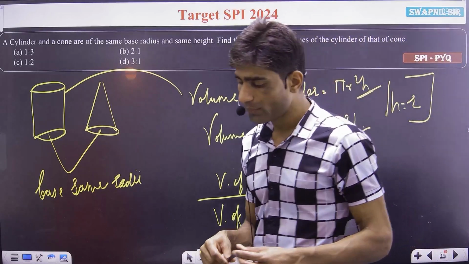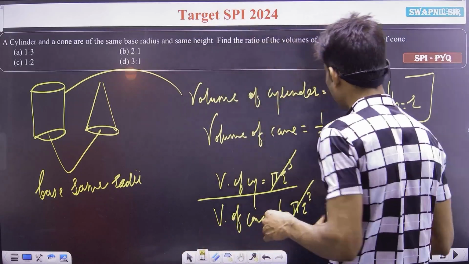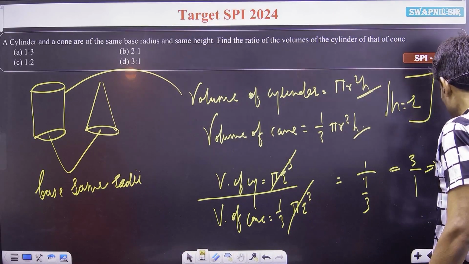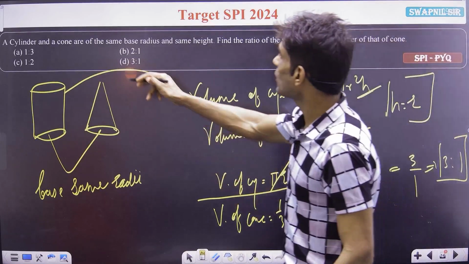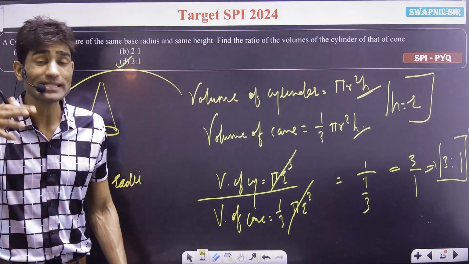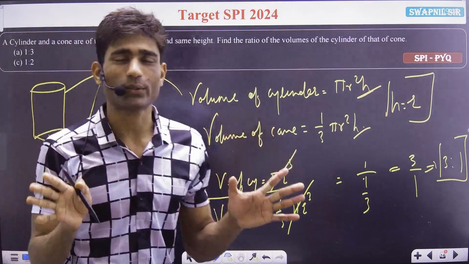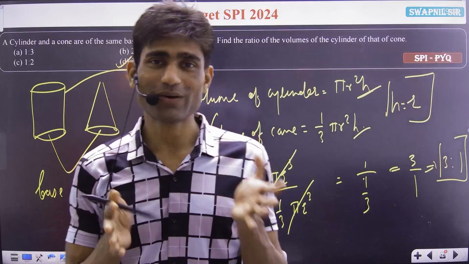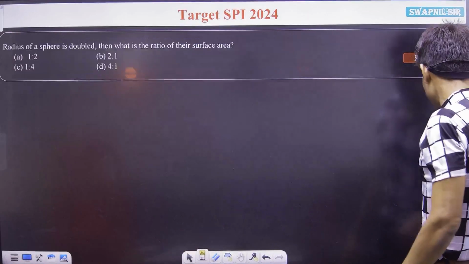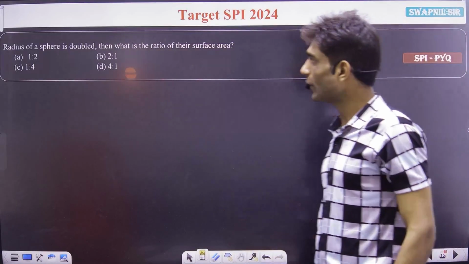Okay, then we take its reciprocal, then we get 3 by 1. That means 3 is to 1 is our required ratio between a cylinder and a cone whose height and base both are equal. That's it. So how easy was that question? A similar kind of question you will get in your SPI exam. Okay, now let's move to the next.